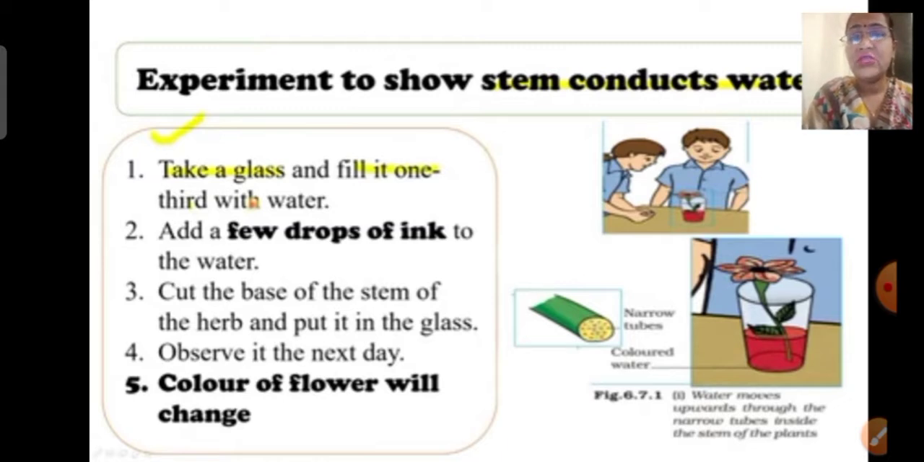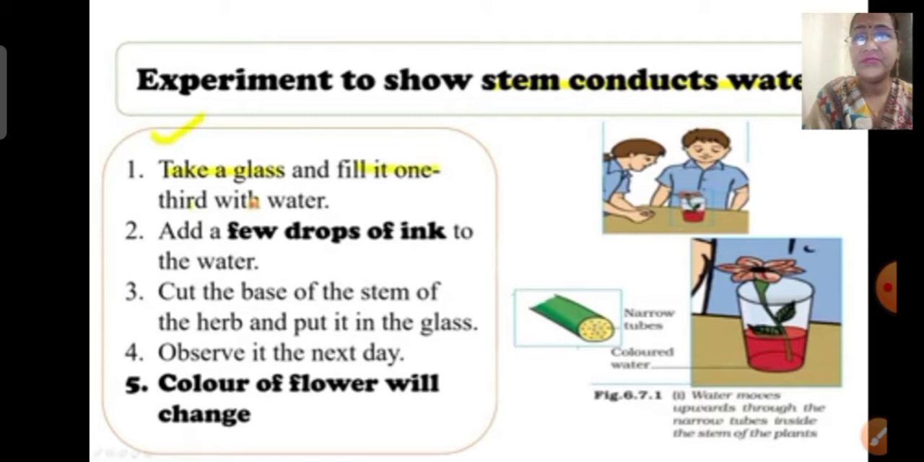For this, you have to take a glass and fill it one-third with water. Then you have to add a few drops of ink to the water. Here we have taken red color ink that you can see in the diagram. Now we will take a herb which has a flower and leaf on it, cut the base of the stem of the herb and put it in the glass. Observe the plant next day.